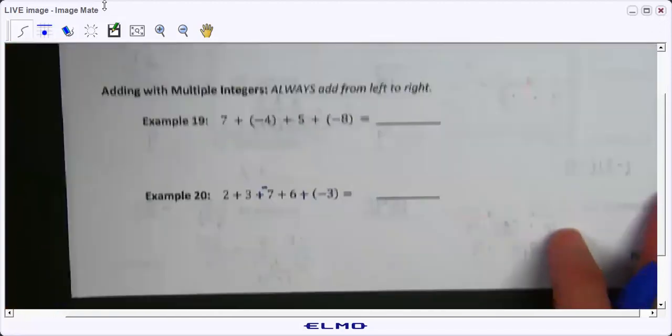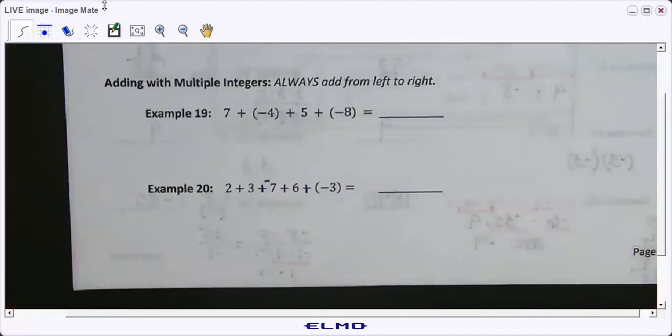Okay, moving down to examples 19 and 20. Because there are negatives and subtractions in this problem, we have to go in order from left to right.